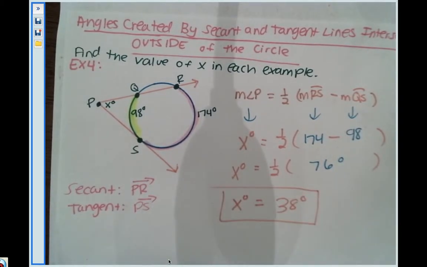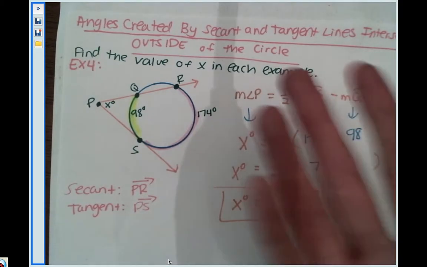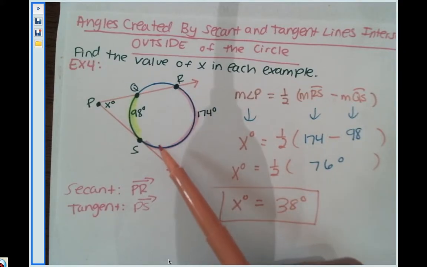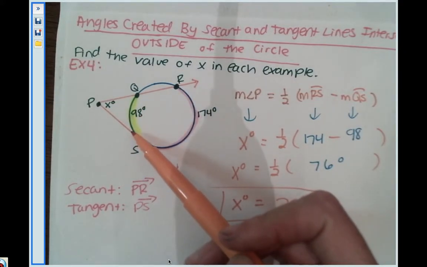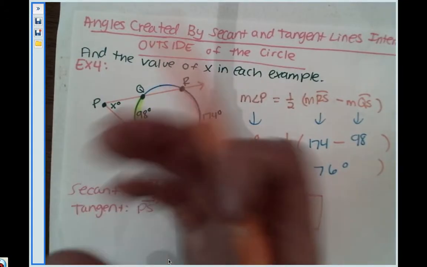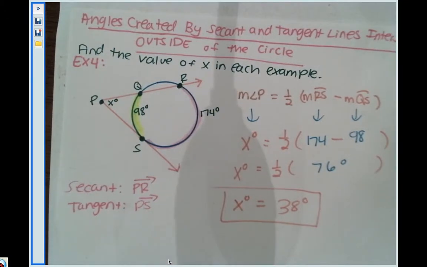And guess what? That's it. If you recognize one of these pictures, all you have to do is subtract the outer arc minus the inner arc and divide by 2. It'll be the angle created by either the secant or tangent lines that intersect outside the circle.